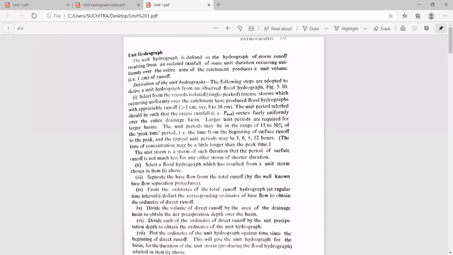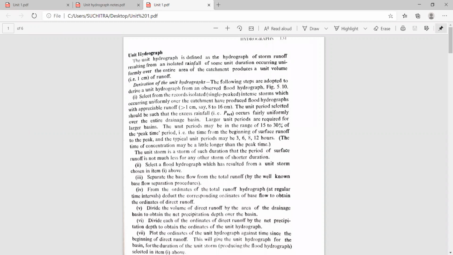Now, these are the steps to be followed in order to derive a unit hydrograph from the observed flood hydrograph. So now, the derivation of the unit hydrograph. The following steps are followed to derive a unit hydrograph from an observed flood hydrograph. The first step is to select, from the records available, an isolated or single peak intense storm occurring uniformly over the catchment area and which has produced appreciable runoff, more than 1 centimeter.